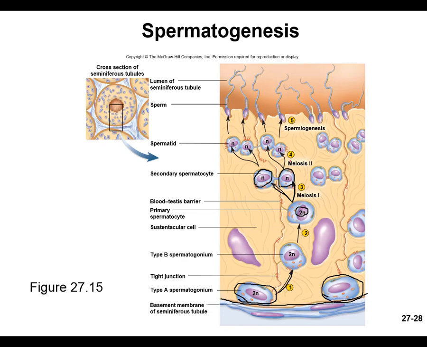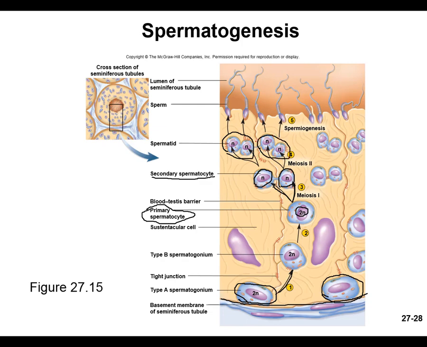So now we call these secondary spermatocytes. Once they're getting ready to divide, we call them primary spermatocytes, and we call them secondary spermatocytes once they have undergone this first division. Then those are going to undergo meiosis 2 and give us what we call spermatids, and there's 4 of them altogether.